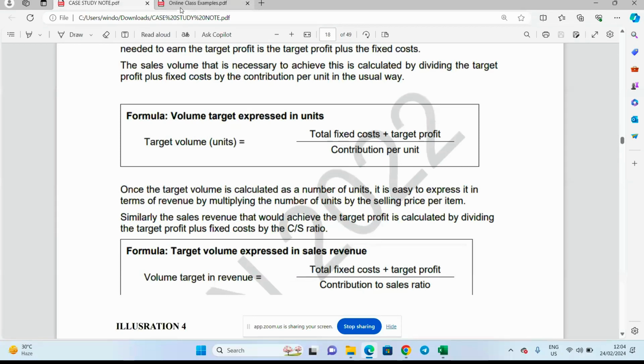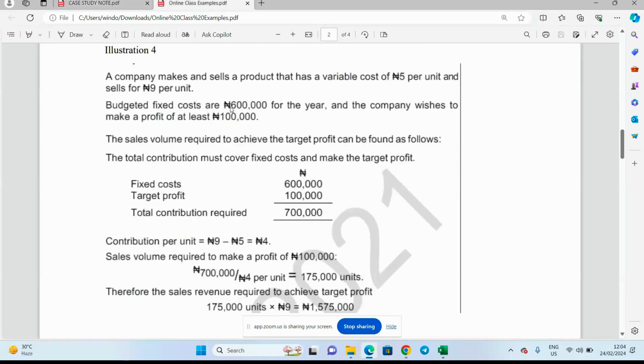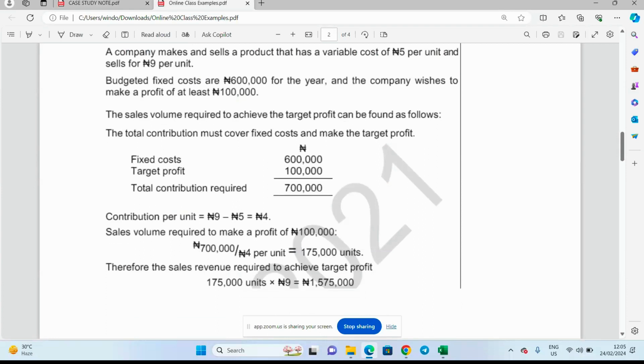So what are we going to do next? Total fixed cost is 600. Target profit is 100. That's 600 plus 100, that's 700, divided by 4. You understand? Yes, sir. 700,000 naira divided by 4 naira will give us how much? 175,000 naira. Yes, sir. Okay.